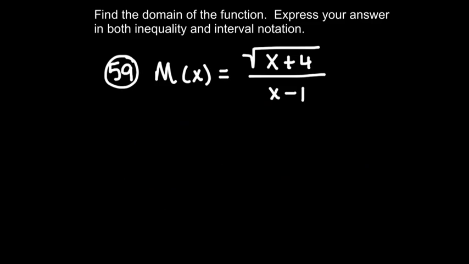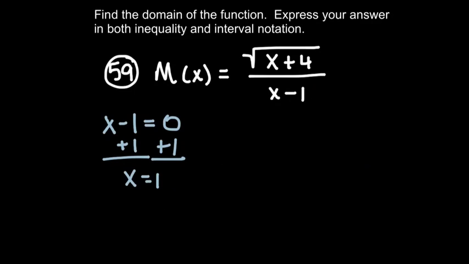In this case, I have two different things that I have to consider. I have to make sure that there are no zeros in the denominator of the fraction. So I'll take that denominator, that x minus 1, and set it equal to 0. Solving by adding the 1 to both sides gives me x equals 1. This tells me that 1 cannot be in the domain. Okay, that value 1 cannot be in the domain.